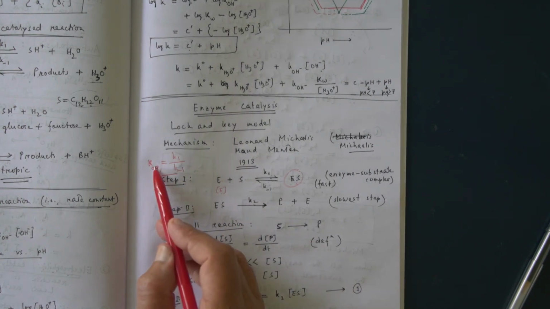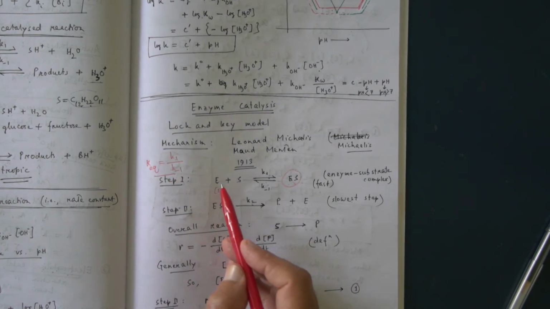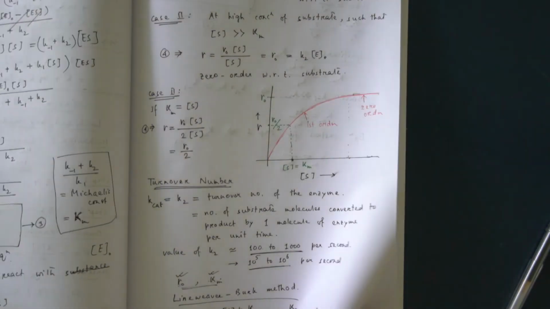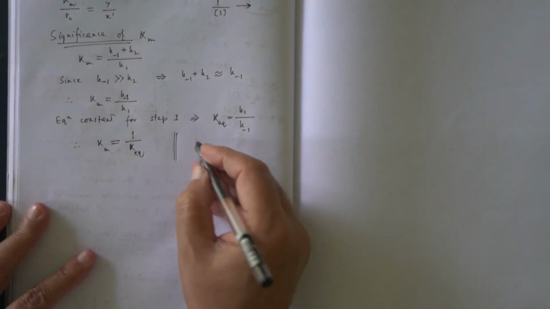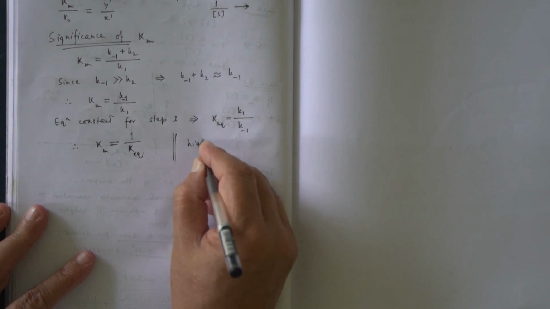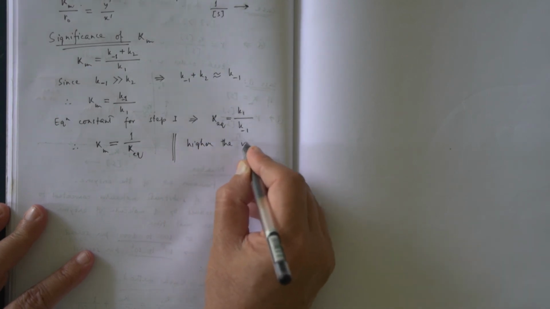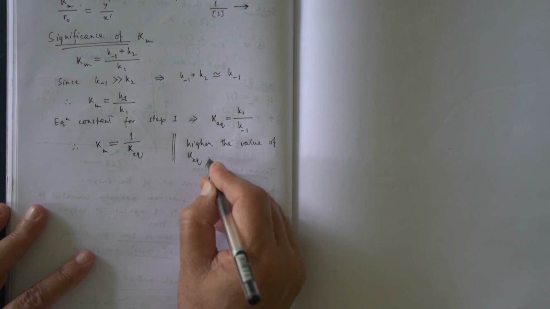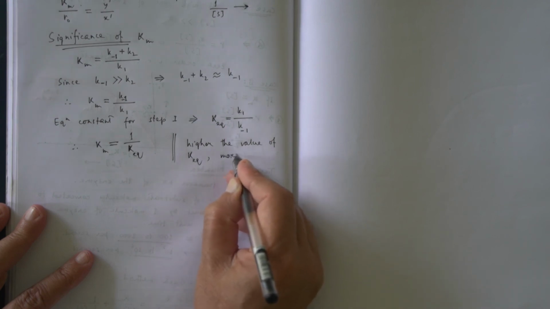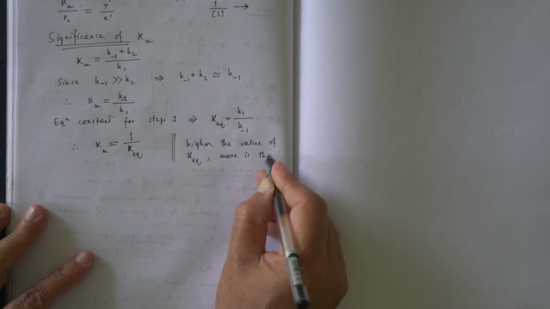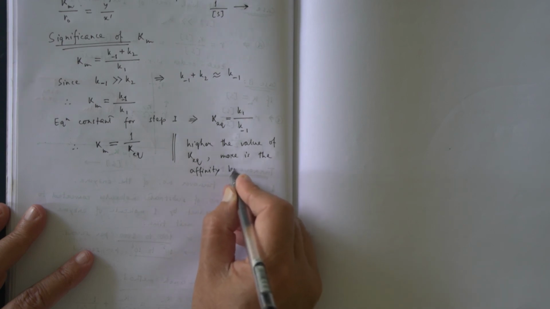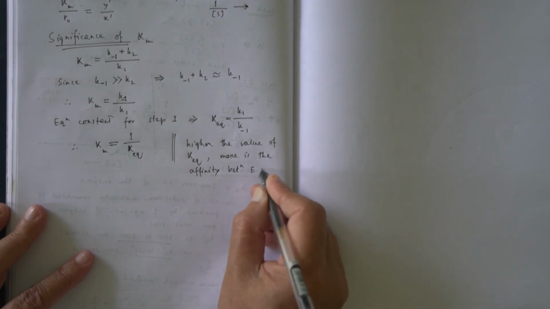I repeat, value of equilibrium constant is more. That means affinity between enzyme and substrate is more. But what is Michaelis-Menten constant? Okay, higher the value of K equilibrium, more is the affinity between enzyme and substrate.